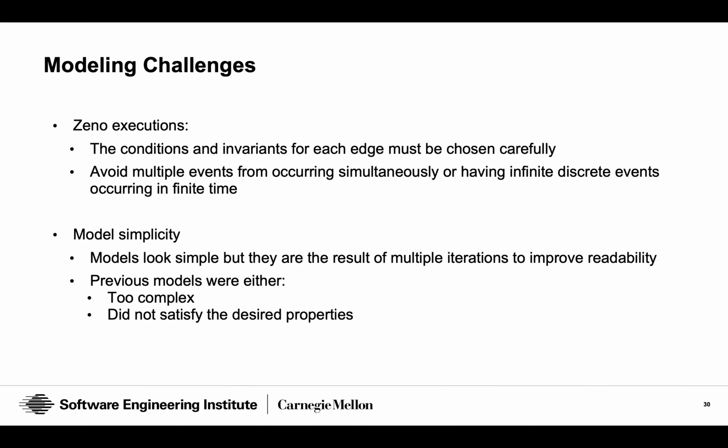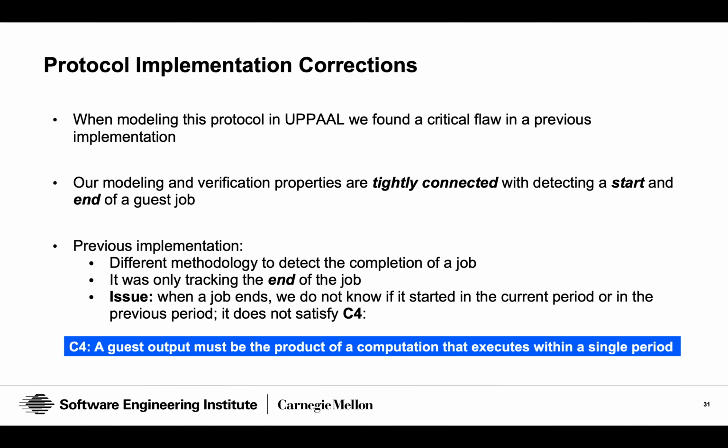Also, the model was very useful to allow us to detect a critical flaw in a previous implementation. And this was because an early model that we tried, which was faithful to the previous implementation, did not satisfy the desired properties. When modifying the model, we noticed that the verification properties are tightly connected with detecting the start and end of a guest job.